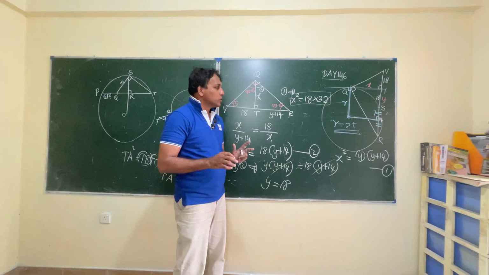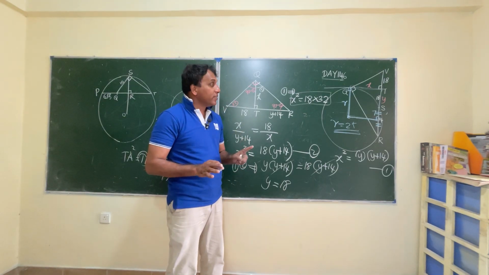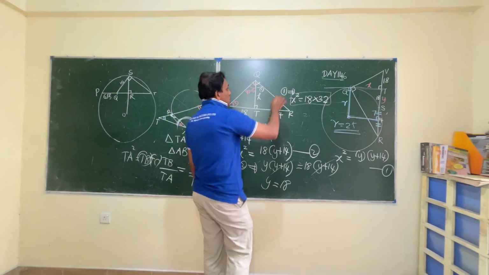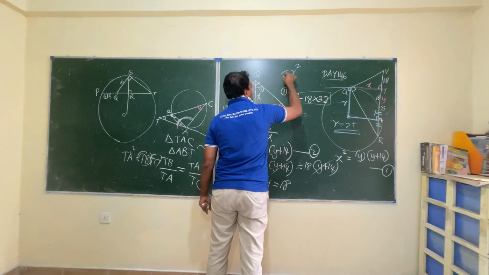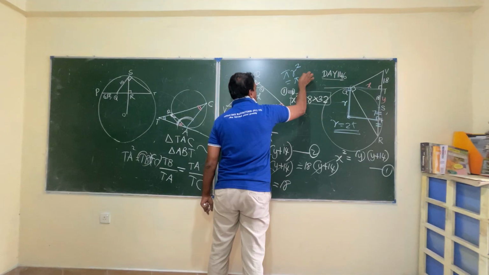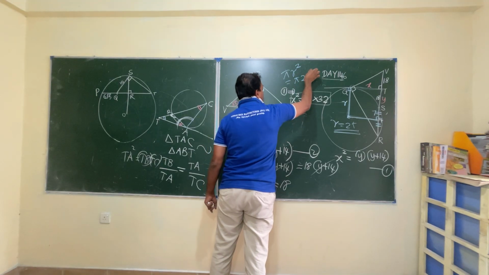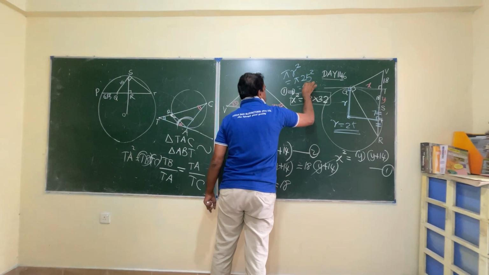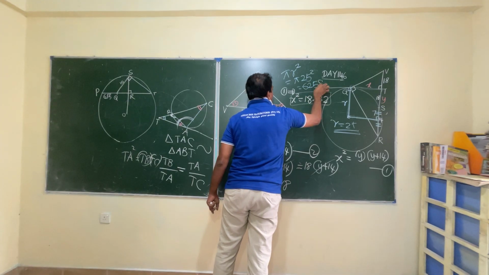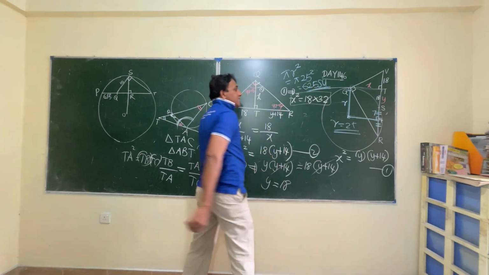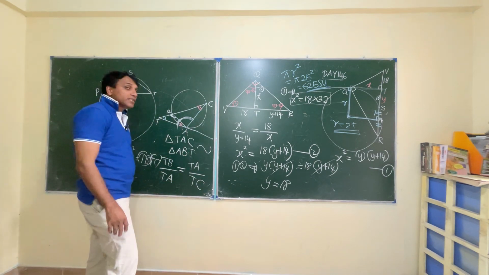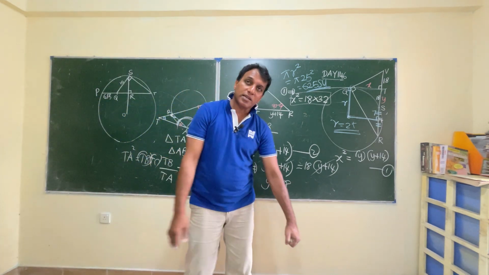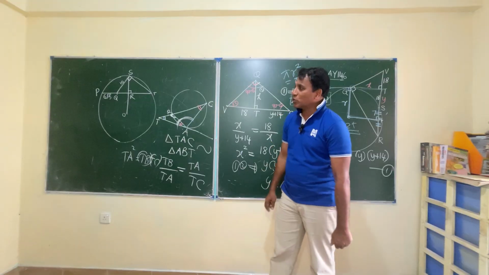So the radius is 25. Therefore the area of the circle is pi r square, that is pi times 25 square, 625 square units. The area of the circle is 625 pi square units.